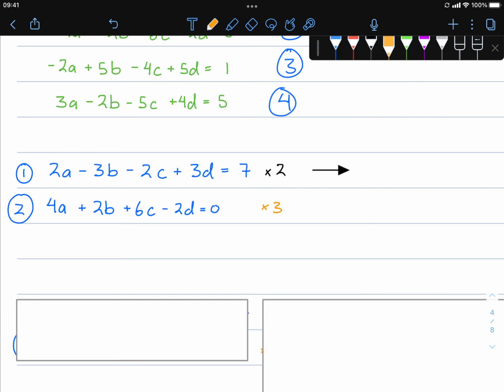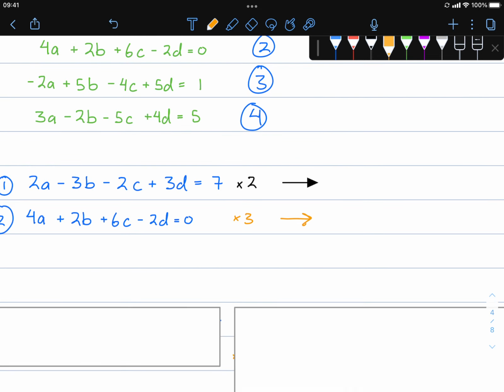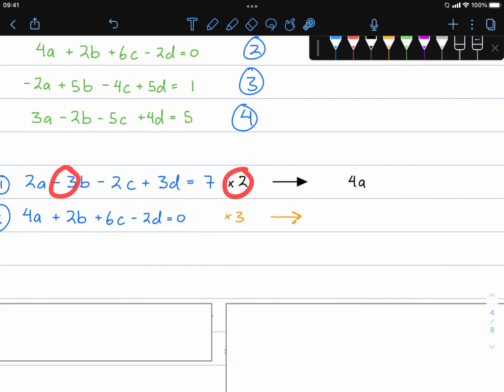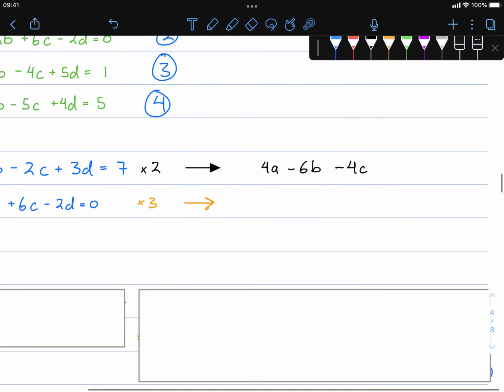So from here, let's go ahead and do that. We're going to get 2a times 2 is 4a. Negative 3 times 2 is negative 6b. Negative 2 times 2 is negative 4c. 3 times 2 is 6d. Equals 7 times 2 is 14.